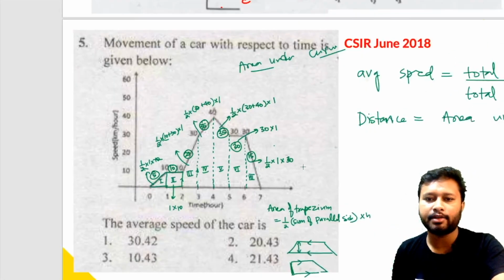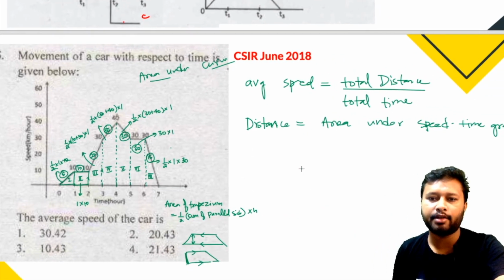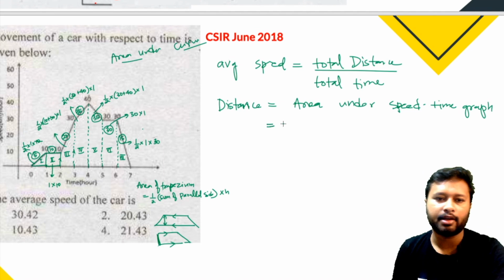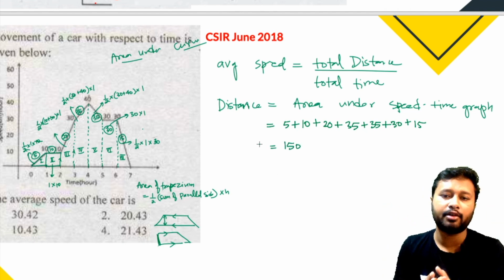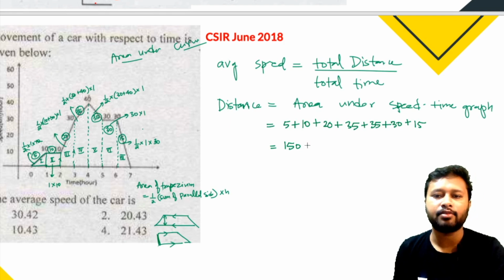So the total distance, if I have to calculate, the total distance or the area will be 5 plus 10 plus 20 plus 35 plus 35 plus 30 plus 15. So 1 2 3 4 5 6 7, yeah. If I add all of them I will get 150. So my total distance traveled for this whole graph is going to be 150.